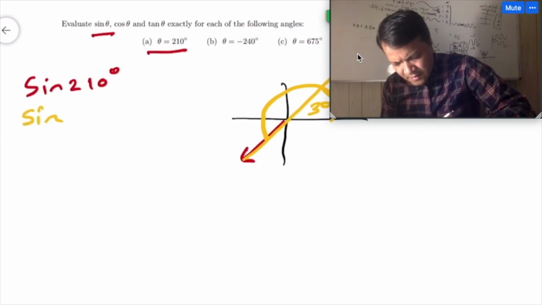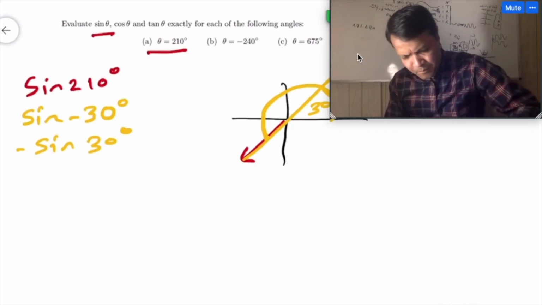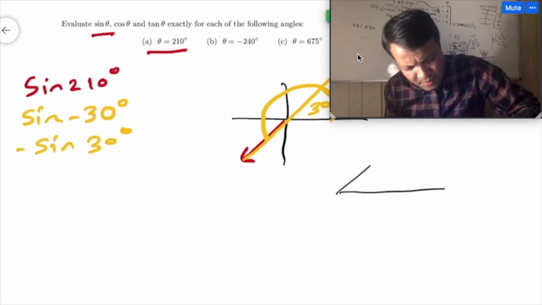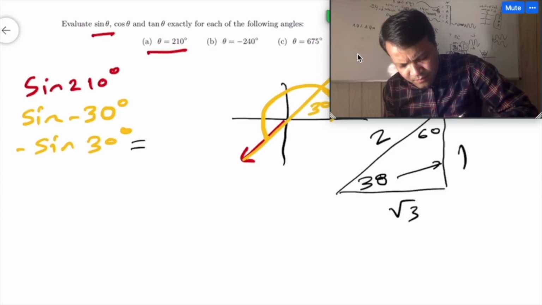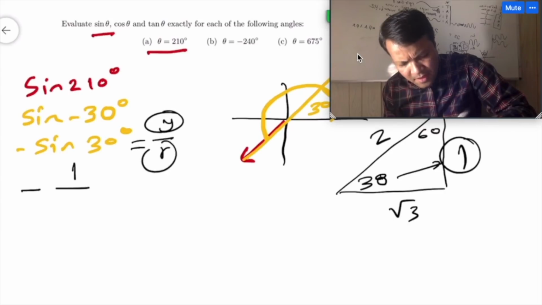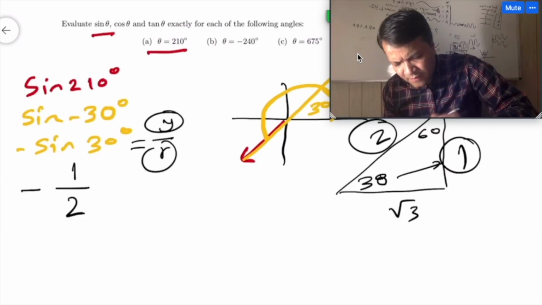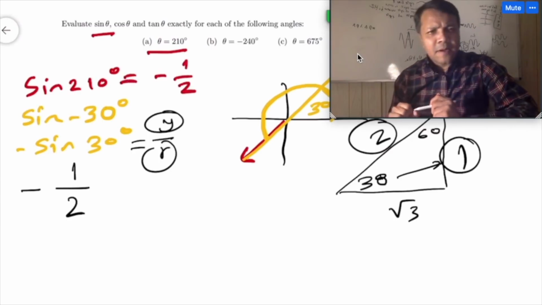So sine 210 degrees is negative sine 30 degrees. What does that mean? If you have a 30, 60, 90 triangle, then this is 1, this is square root of 3, and this is 2. Sine 30 degrees is y over r, so negative, y is 1 and r is 2. So sine 30 degrees is negative 1/2. That means sine 210 degrees is negative 1/2. That's the first problem.